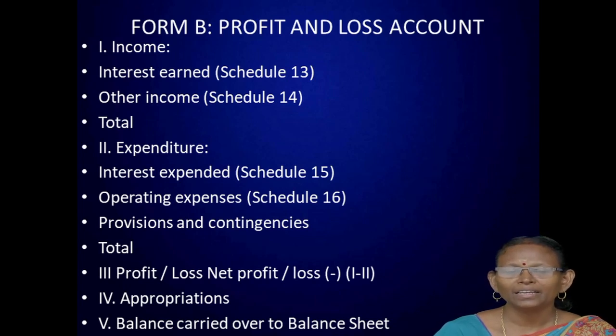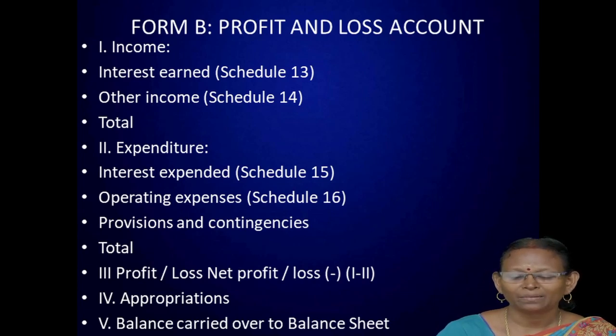What are the other incomes of banks? They are commission on draft, charges levied for withdrawals more than the limit, and profit on sale of investments by the banks. So these are all other incomes to be taken under the head other incomes. Next, we should total Schedule 13 and Schedule 14, and that way we get the total income.